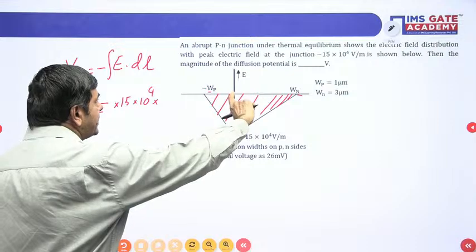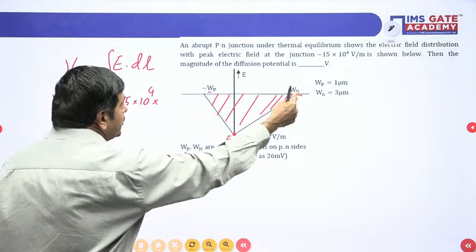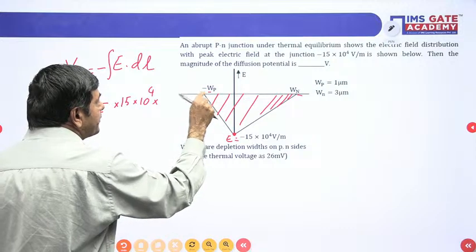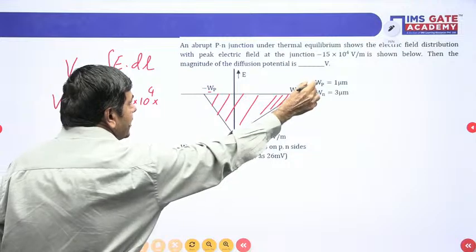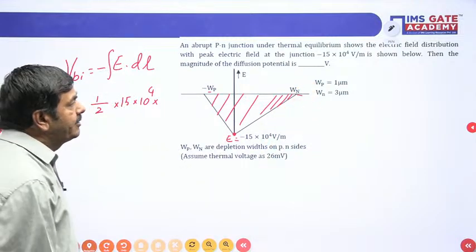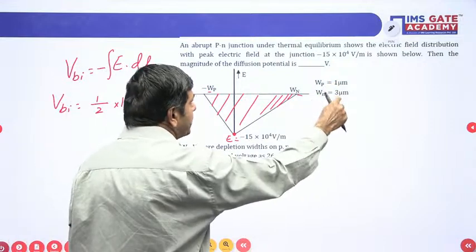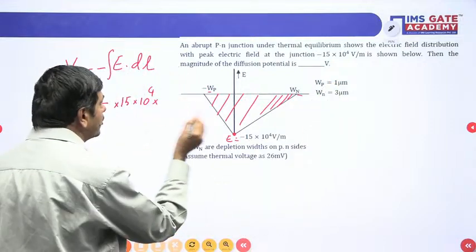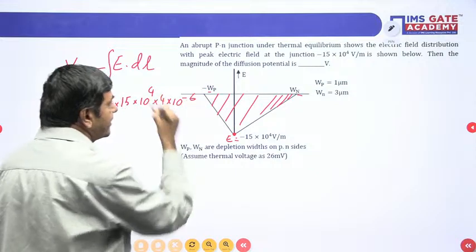This is the height: half into height into the total distance, Wn plus Wp. That is the total W, from here to here added up. That means Wp plus Wn gives the total width. The total width is nothing but 1 micrometer plus 3 micrometers, which is 4 micrometers. I can write 4 into 10 power minus 6 here.